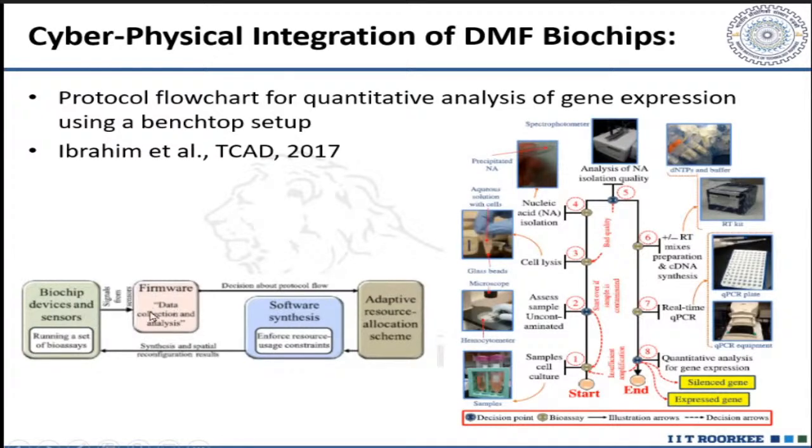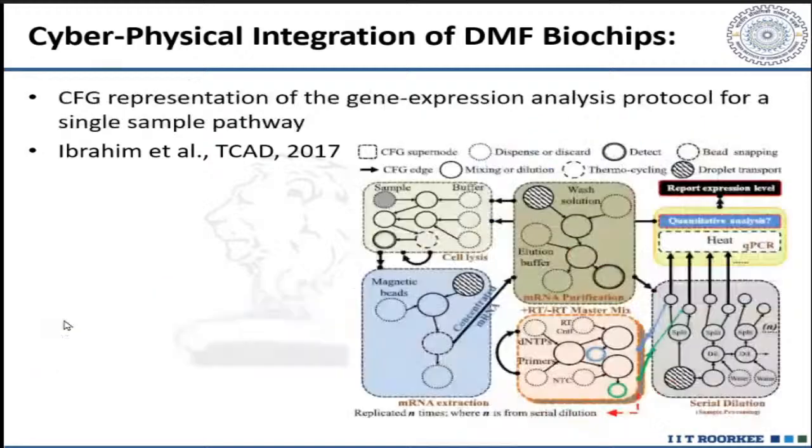So the signals are coming from the sensors on this biochip, and the decisions about the protocol flow are made by this firmware. Depending on the output of the signals, it decides what the next step will be, so that this adaptive resource allocation scheme is executed, and the new resource allocation or module binding is done on the chip. Then the corresponding control signal is generated by the software, and it sends the control signal to the chip to operate again according to the newly decided actuation sequence. So this is how this kind of chip is currently controlled by a cyber physical setup.